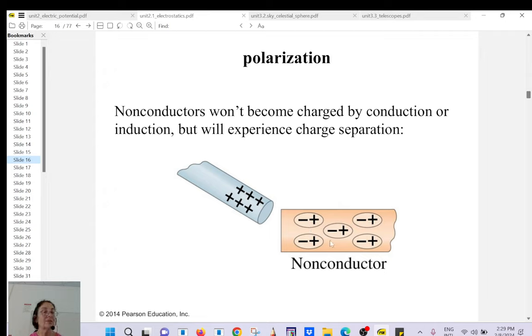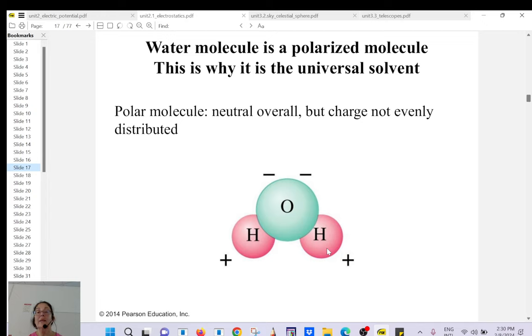If this is not a conductor, the electrons are not free to move, but they can try to move a little toward the plus. If it's a conductor, then all the electrons will move to one side and all the pluses will be on the other side. This is what happens with a non-conductor.